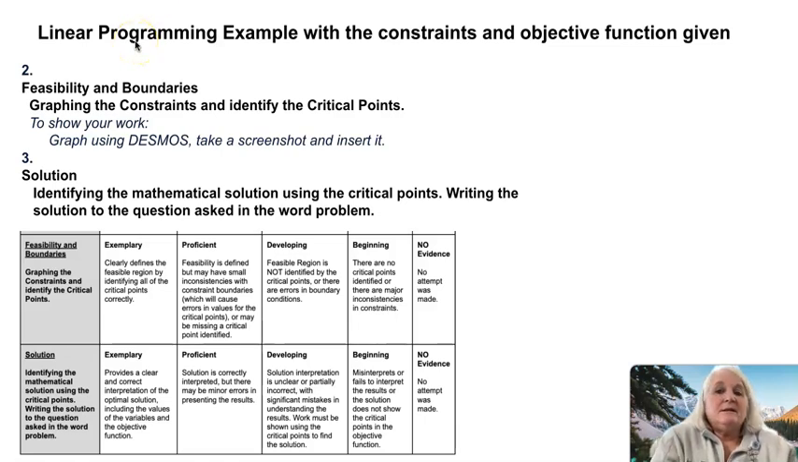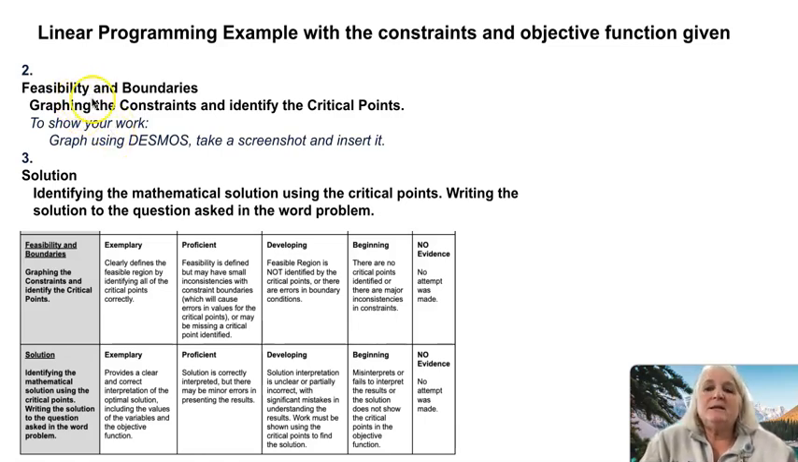This example is what you're going to be doing for linear programming with the constraints and the objective function given. This is the portion where, if you do this, you can meet the expectations of the standard. You are given the constraints and objective functions, so you don't have to find them. So you are actually starting out with number 2 of the 3 pieces of finding the linear programming answer.